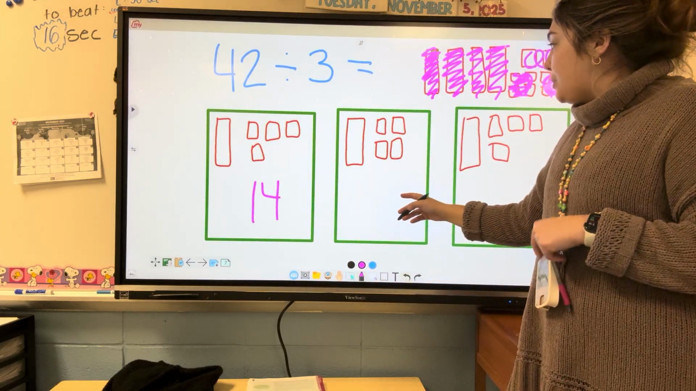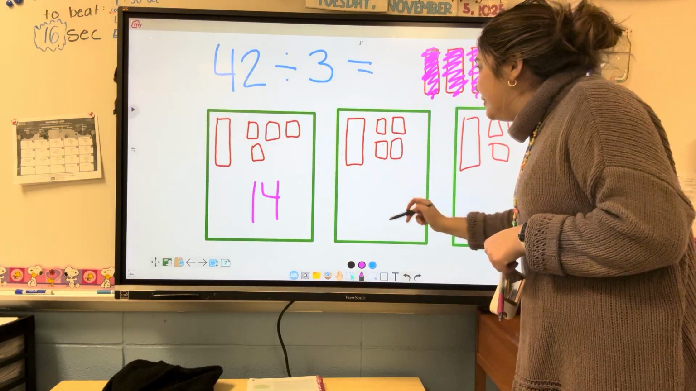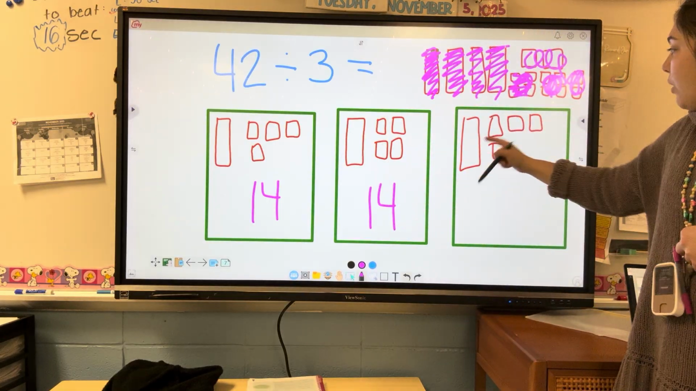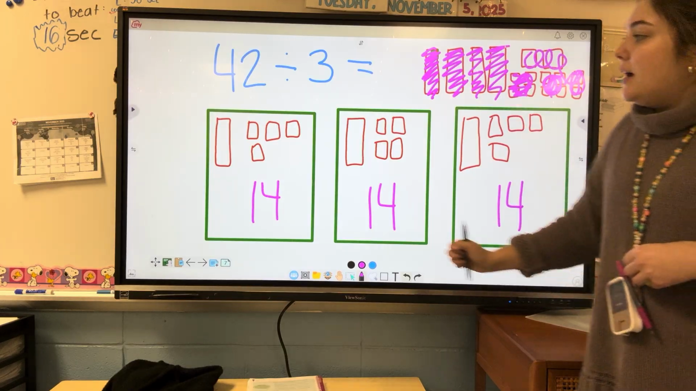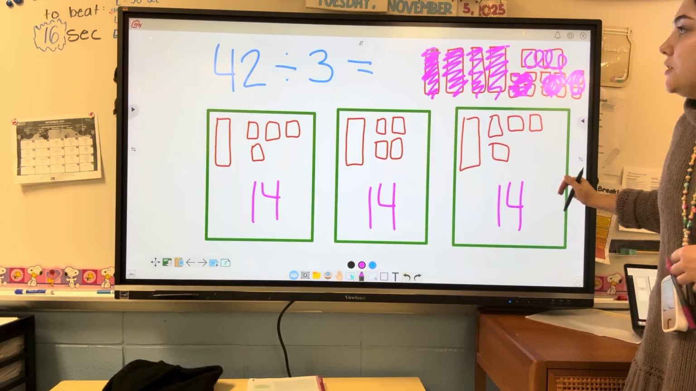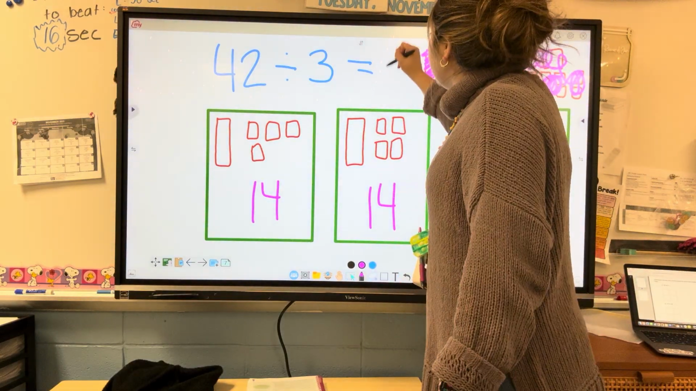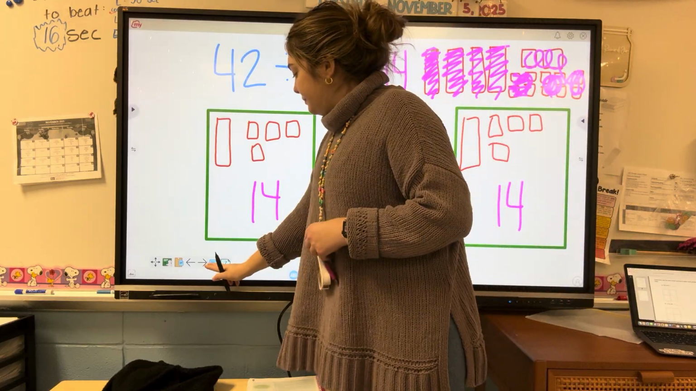In this group, how much do I have? 1 rod, 4 ones. Same as that one, so I know it's 14. Again, what's in this one? 1 rod, 4 ones. 14.